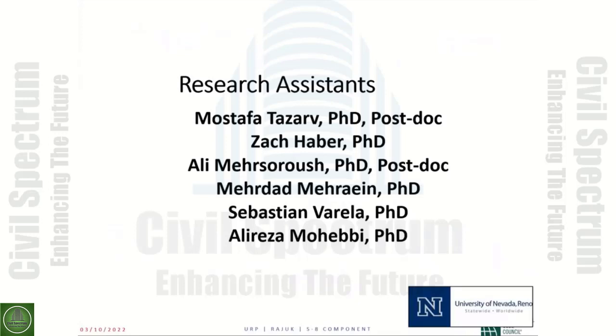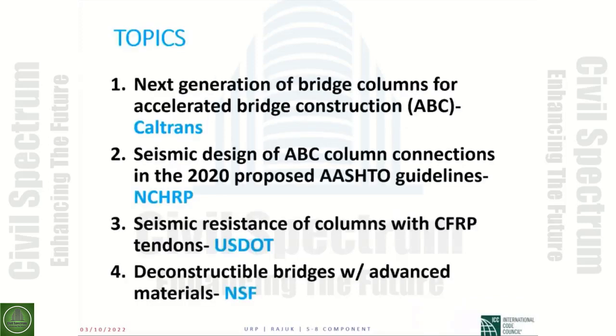So this is a list of research assistants that have been involved in the projects that I will be talking about today. Now, there are 4 topics that I will bring up. The first one is about the next generation of bridge columns. These are the columns that are used for accelerated bridge construction, which is simply ABC. So you're going to hear me use the term ABC often during the presentation today.